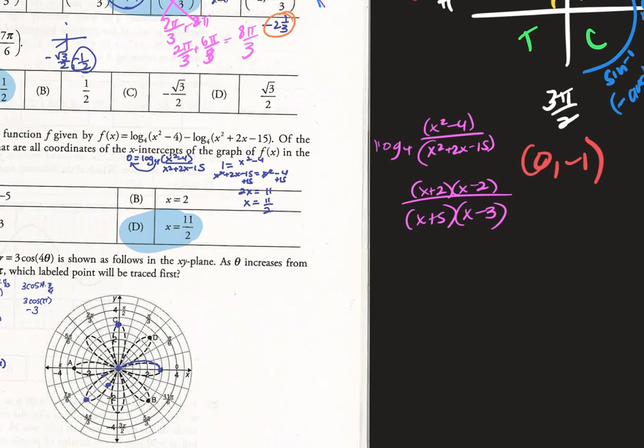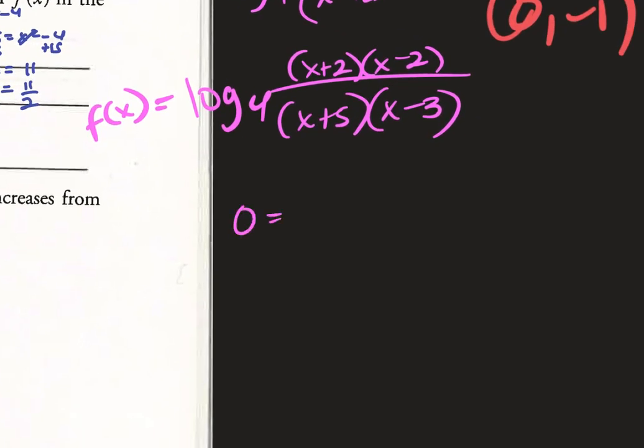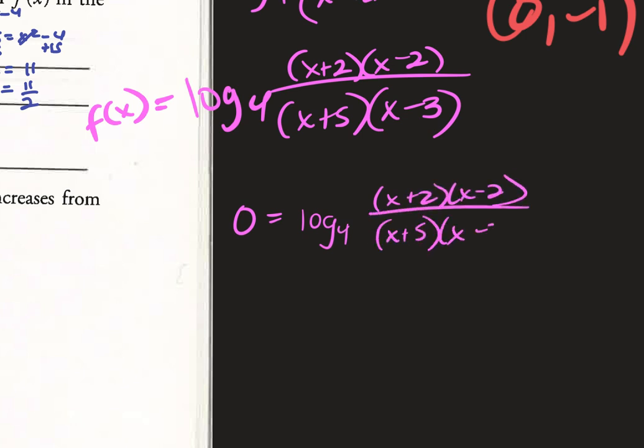Now, how do I find an x-intercept of a graph? Is the x the 0, or the y the 0 if it's an x-intercept? The y is a 0. So if this equals f of x, I'm going to set it equal to 0. So 0 equals log base 4 of that whole thing, x plus 2, x minus 2 over x plus 5 and x minus 3.